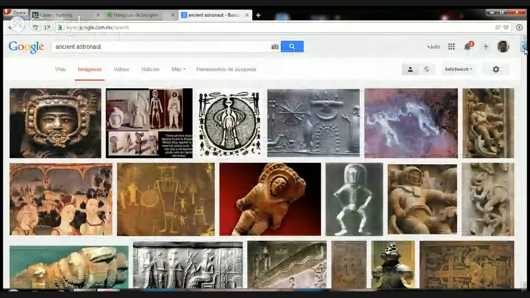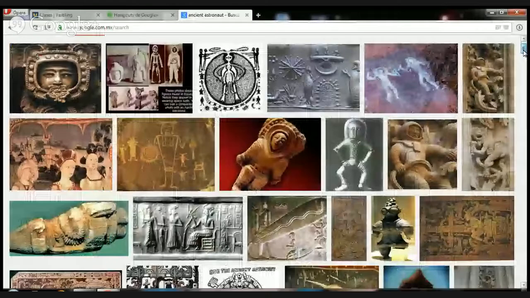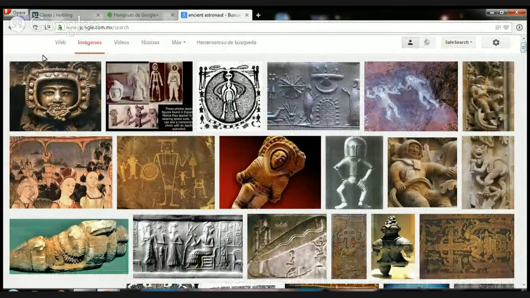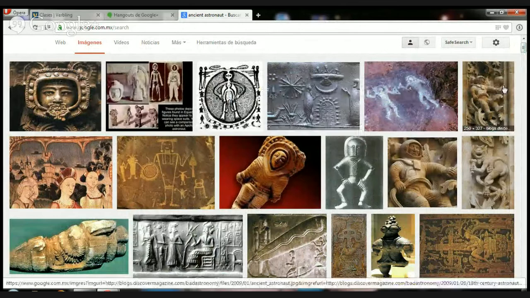Hi, Andrea. Well, in my opinion, I believe that there is extraterrestrial life, intelligent life, and I think they have been in contact with us for a very long time. Actually, I think they, in some way, lead our civilization and help it to grow. Here, for example, I'm showing some pictures.